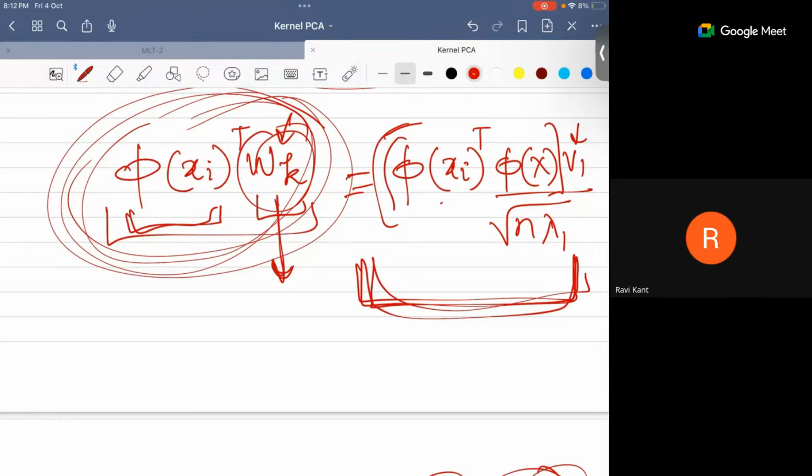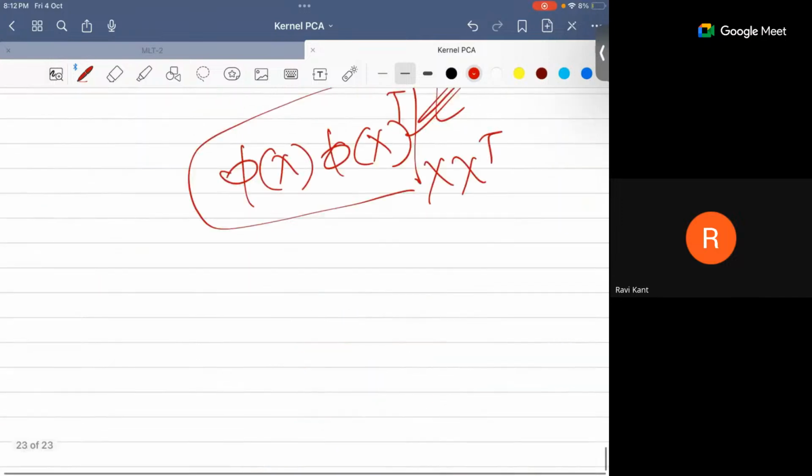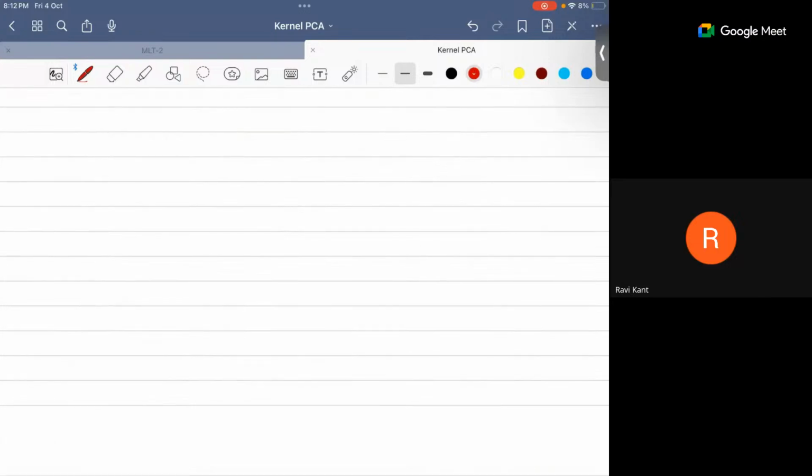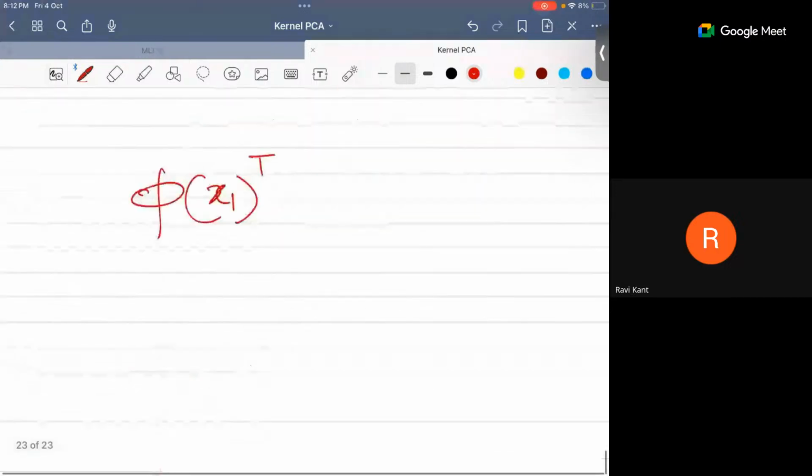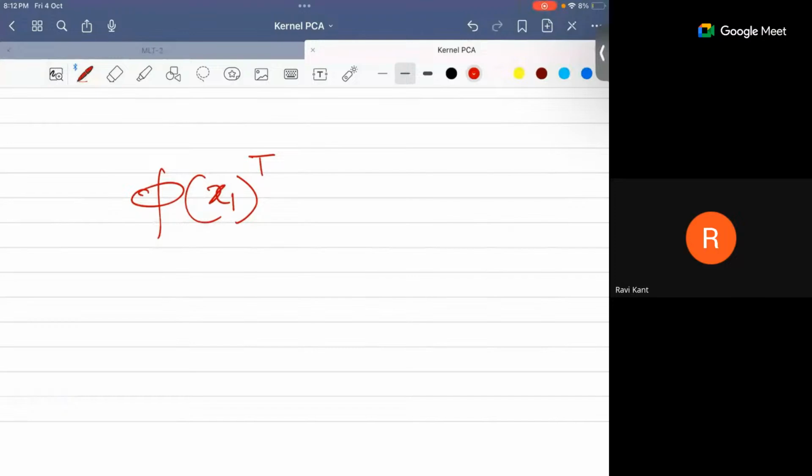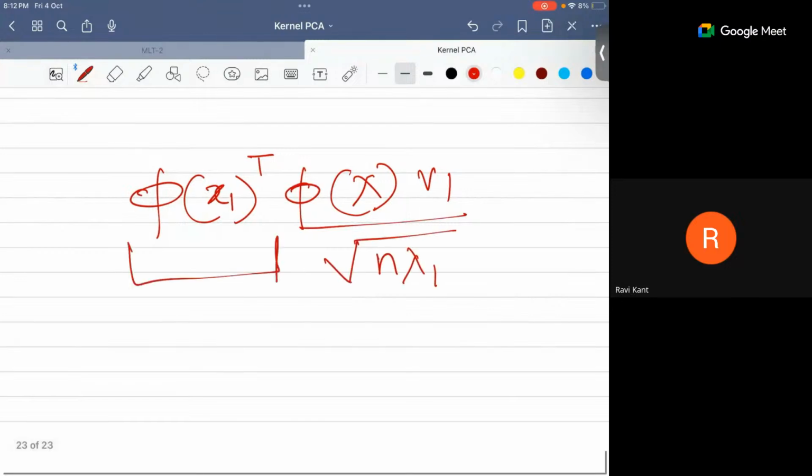Sir, for the right hand side, it should be N cross N. Okay, let's try to write it again. That will be phi of x i transpose. I want to store the scalar projection of the first mapped vector onto phi of b1 upon root of n lambda 1. What is the dimension of this? There will be 1 cross d, correct?